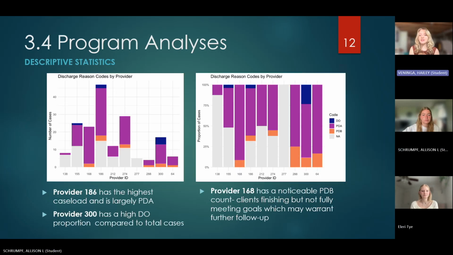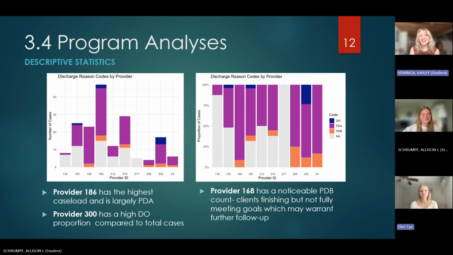And then to look at that program by active provider, being that they had a client with their first or last session score in 2025, as this data was pulled in December of 2025. So we do see some meaningful differences. Provider 186 carries the highest caseload, and the large majority of their discharges are planned and above, so that is a positive sign for that provider. They're kind of killing it.